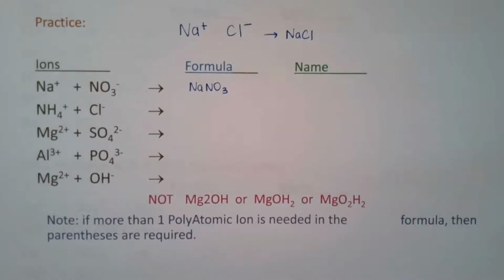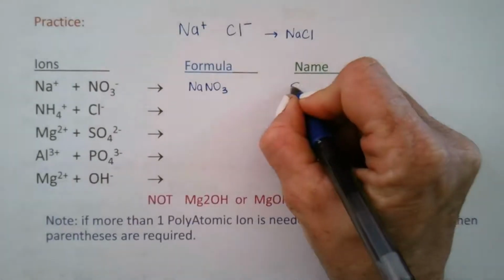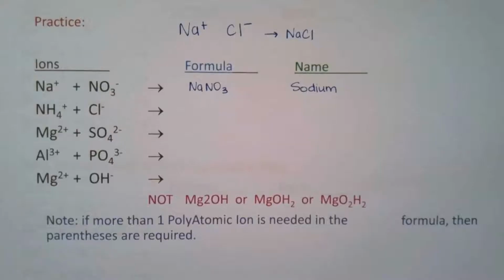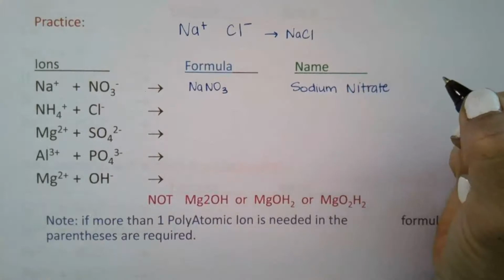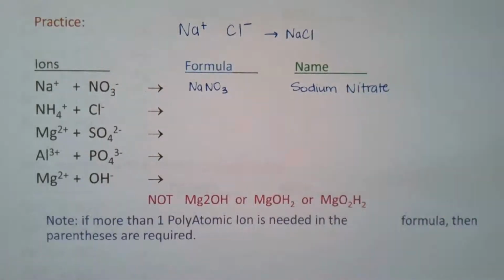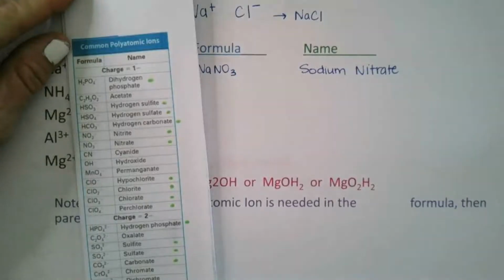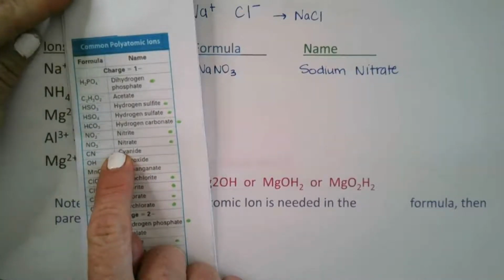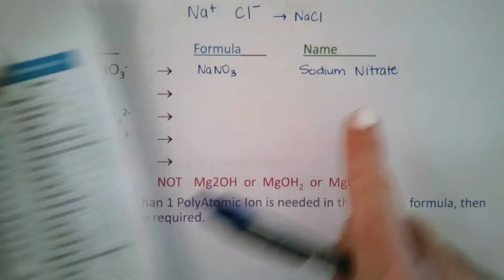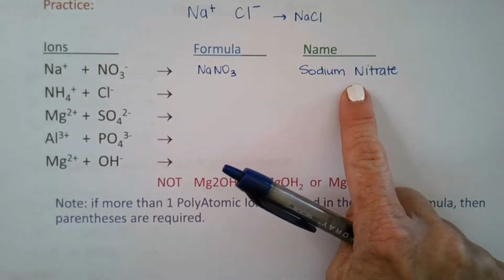In order to name it, we start by naming Na. The name of Na is sodium. And then we name NO3. NO3 is nitrate. This is why it is an excellent idea to have your polyatomic ion list available to you and be able to find nitrate, NO3, because we're just going to use that exact name to put down here.